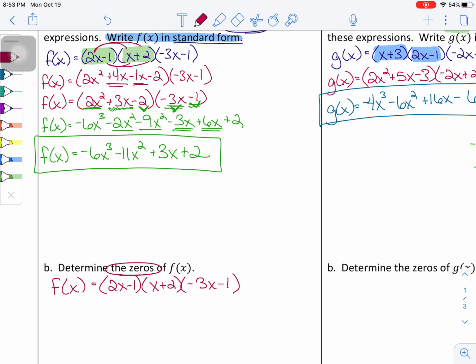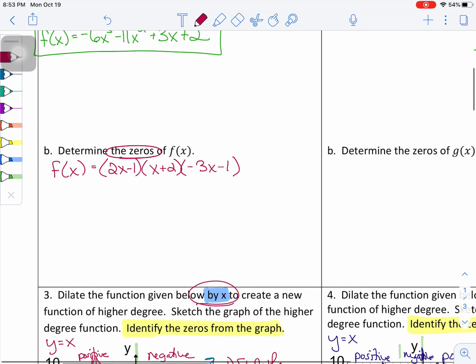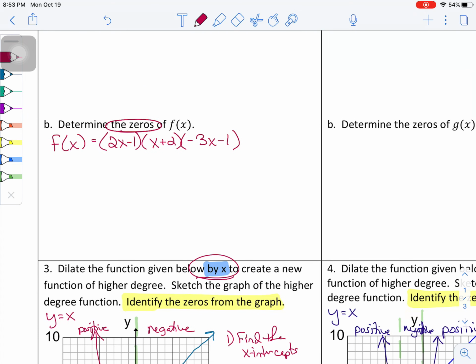When I want to find the zeros, now zeros have multiple names in math. They are sometimes referred to as zeros, there's roots, there's x-intercepts, and there's solutions. And if that's what I want to find, I actually want this problem to be in factored form, which it is right here, because what I'm going to do is set each factor equal to 0.